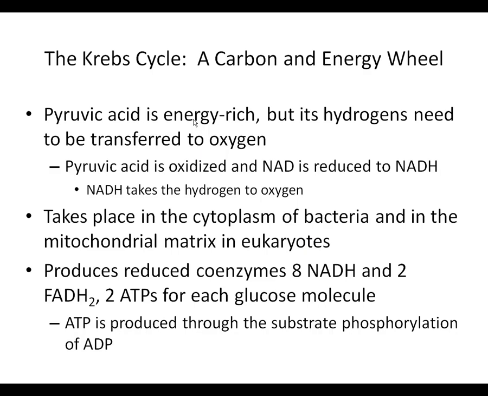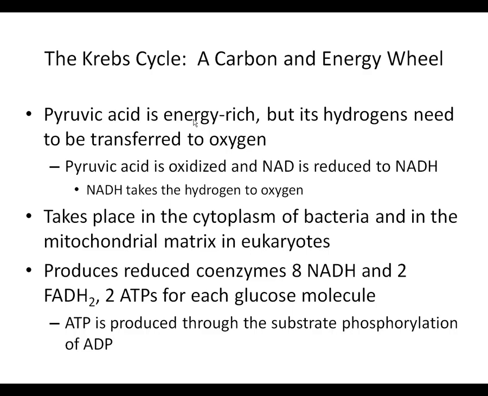Once we have our pyruvic acid, there is a lot of energy still remaining in the bonds of that pyruvic acid, and it's going to be transferred to the Krebs cycle. Pyruvic acid is going to be oxidized at the beginning of this cycle, and it's going to reduce NAD to NADH. That NADH is going to take that hydrogen someplace else where we can convert it or produce ATP. If we are bacteria, the Krebs cycle takes place in the cytoplasm. If we are a eukaryotic organism, it's going to take place in the matrix of the mitochondria.